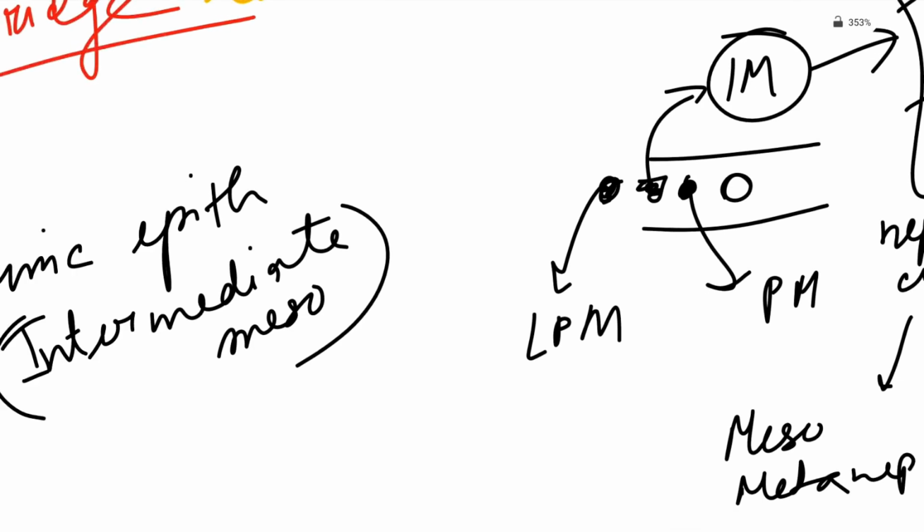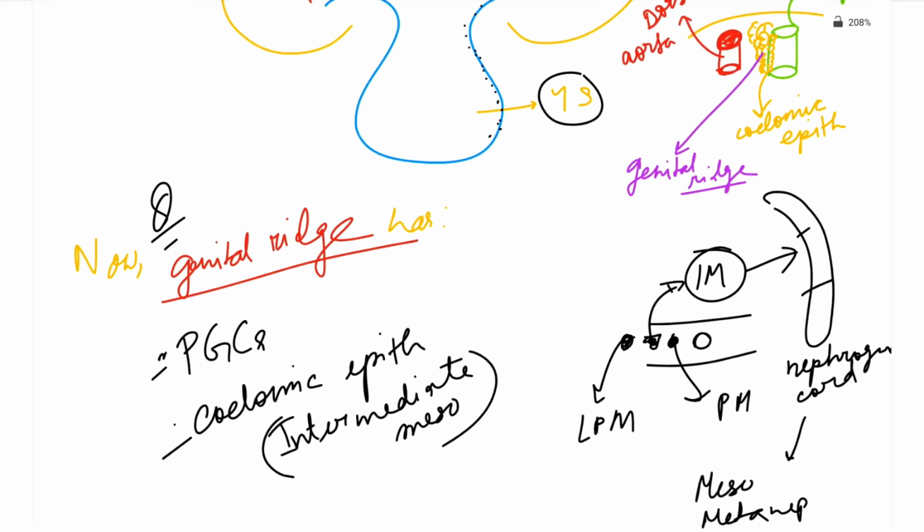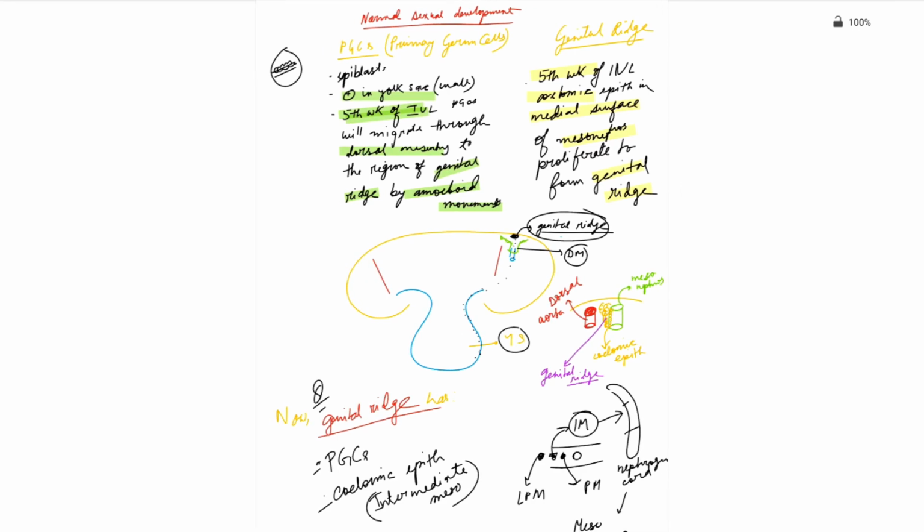Okay, so this is just a small orientation of why we say that the mesonephros originates from the intermediate mesoderm. Alright, so the genital ridge has the PGCs and the coelomic epithelium. This is a question. Next, why are we reading the genital ridge in so much detail? What is the genital ridge?